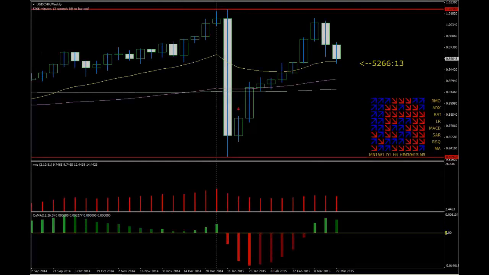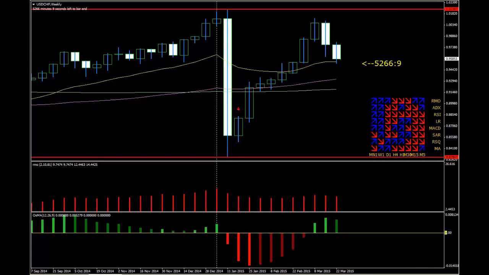Hi everyone, I'm just going to take some time out to show you the benefits of having an understanding of candlestick formations and how they can be applied, and how they can give you so many opportunities within the current market, just by looking at specific candlestick formations. The particular pair I'm going to use is the US dollar Swiss franc on a weekly time frame.